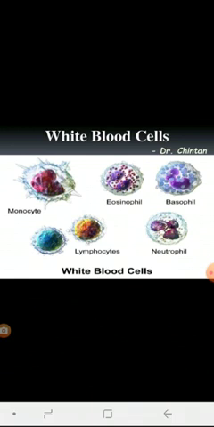It is one of the revisions. White blood cells: monocytes, eosinophils, basophils, lymphocytes and neutrophils.